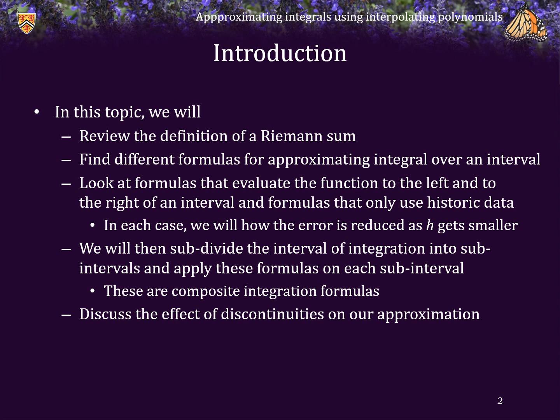We will look at formulas that estimate the integral by taking those data points that are both to the left and to the right of the interval in question, and then we will look at formulas that use only historic data points. In each case, we're going to find an interpolating polynomial, and we will integrate that interpolating polynomial over this last subinterval. In each case, we will see how the error is reduced as h gets smaller. That is, as the interval we are integrating over gets smaller.